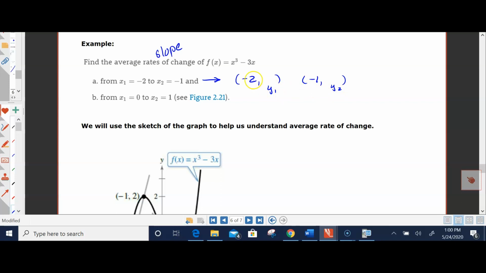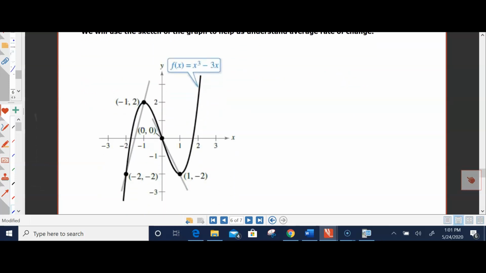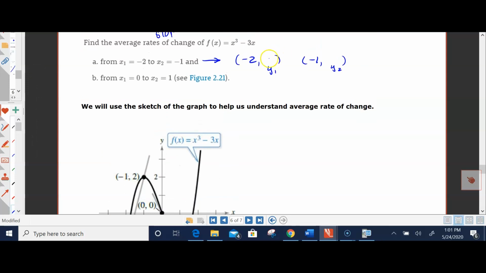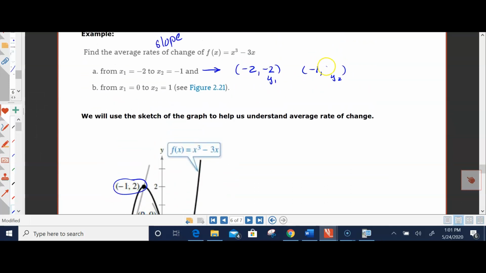But I don't know my y1 and my y2. Well, they gave me the x values. All I need is to find those 2 ordered pairs. And what's nice is I have this graph right below. So let's look at our graph to find those 2 ordered pairs. Aha! Negative 2, negative 2. And the ordered pair that goes with negative 1 is negative 1 comma 2. Guess what? You've got everything you need to find the slope.